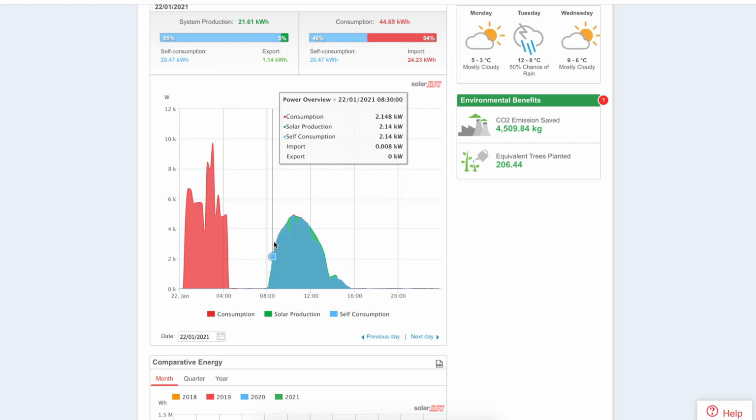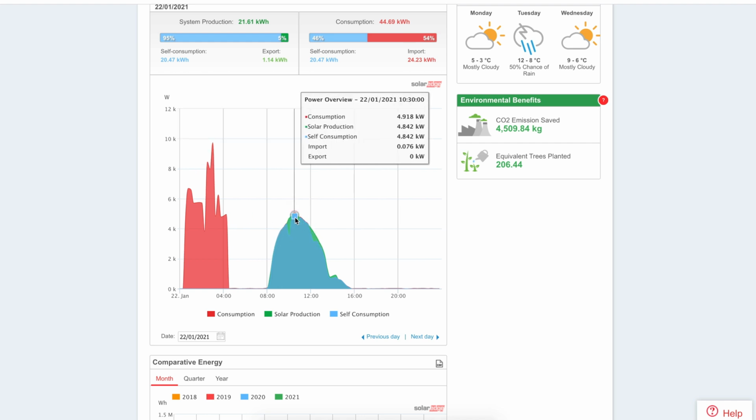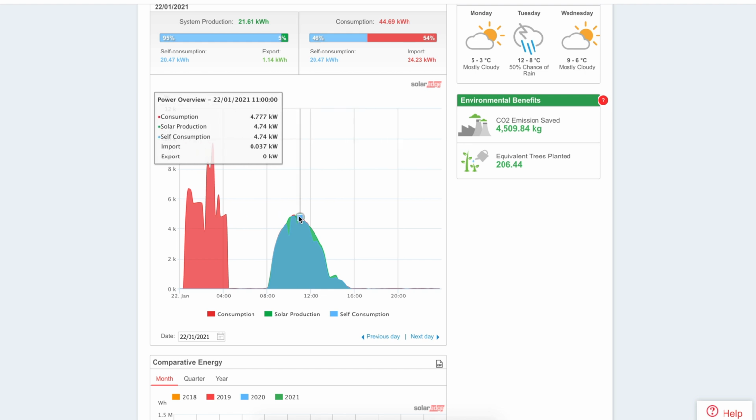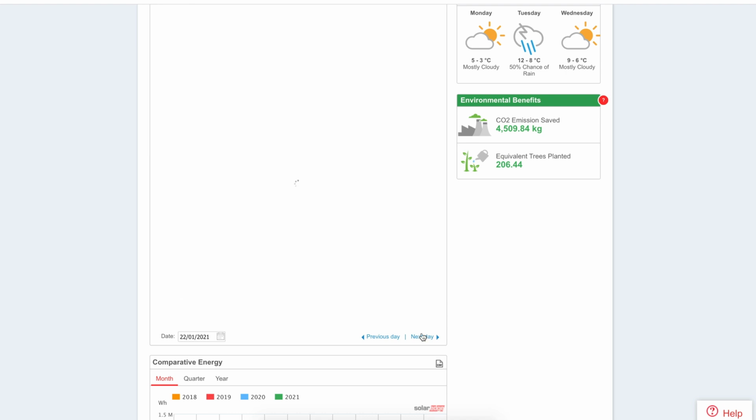Another good day. Look at that, it's a nice winter curve there. That's the total curve that we'd like to see. So peaking up at 4.98 kilowatts. So 21.61 kilowatt hours generated for the day. And again, don't need to pull from the grid until the early hours of the morning.